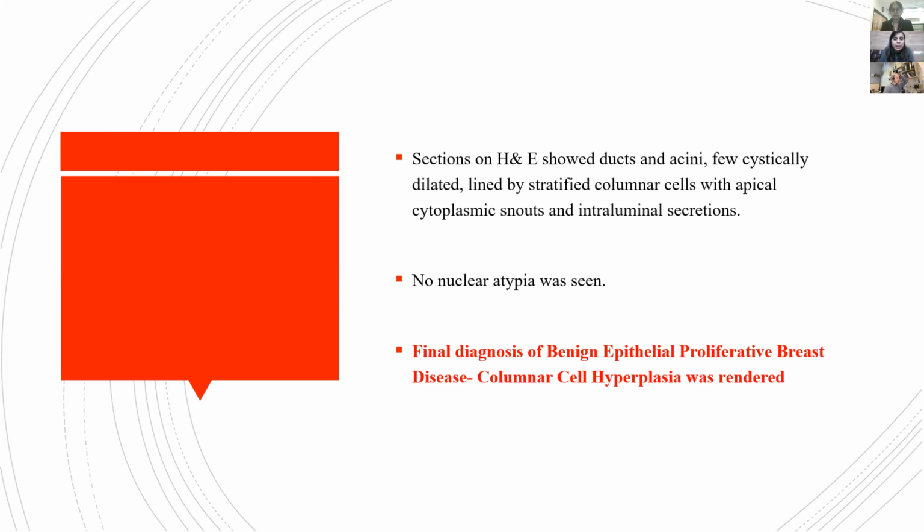few were cystically dilated, lined by stratified columnar cells with apical cytoplasmic snouts and intraluminal secretions. There was no nuclear atypia. And from our institution, a final diagnosis of benign epithelial proliferative breast disease under the heading of columnar cell hyperplasia was finalized. But due to lack of IHC and other resources, we were not able to give a confirmatory report.